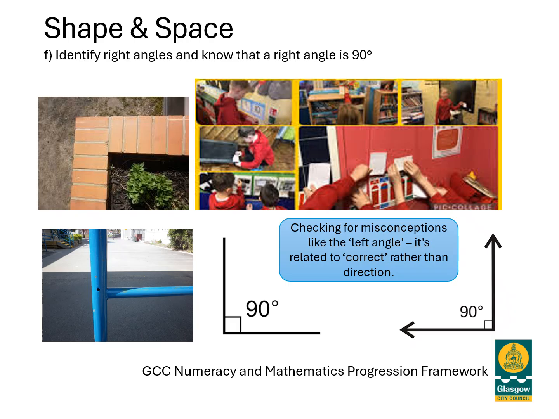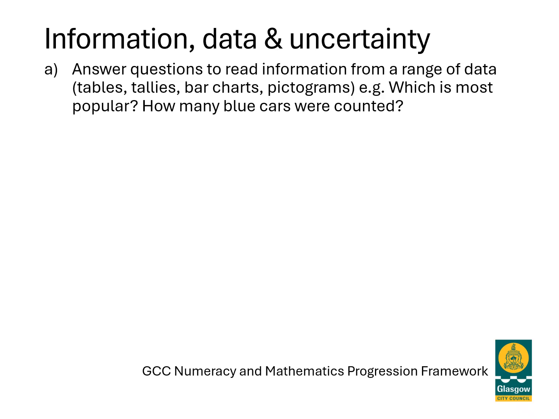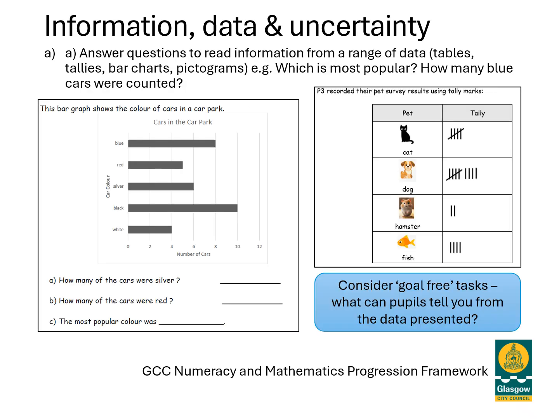Okay, so then finally, in terms of information, data and uncertainty, we just have one teaching point in this block, which is asking the pupils to read information from a range of data. So looking at tables, tallies, bar charts, pictograms, questioning of the type which is most popular and how many of a particular category were recorded, etc. So really focusing on the core reading of data points rather than any comparative questioning at this point.